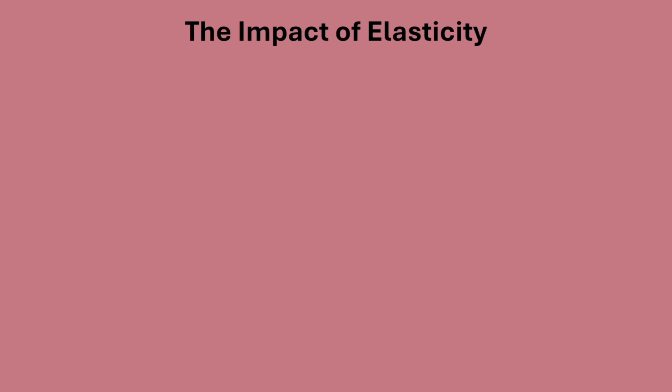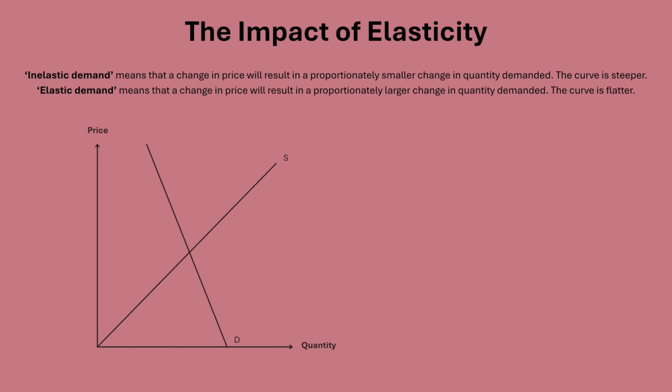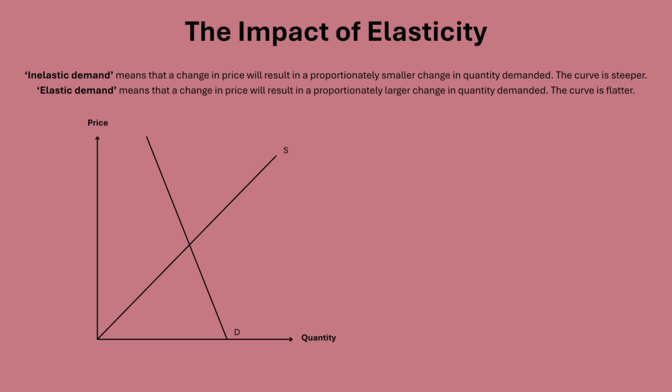Let's look now at how to draw the tax graph depending on different elasticities of demand. We have a video on elasticity which you can check out, link in the description, if you are unfamiliar with this topic. Inelastic demand means that a change in price will result in a proportionately smaller change in quantity demanded, and the curve is steeper. Elastic demand means that a change in price will result in a proportionately larger change in quantity demanded, and the curve is flatter.